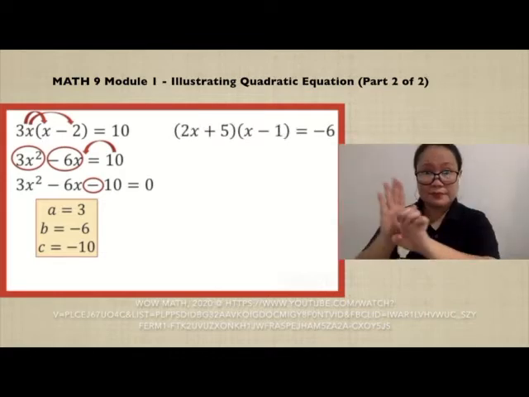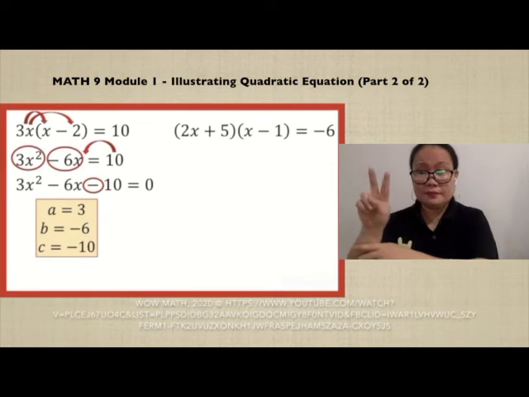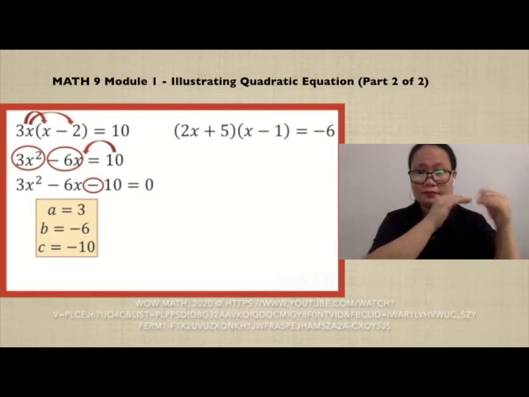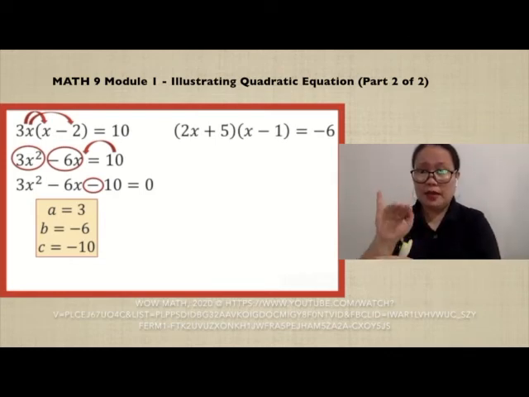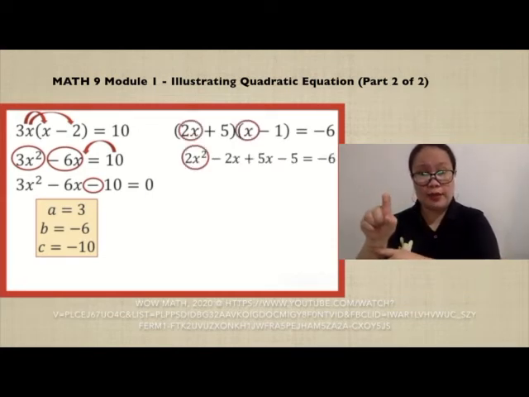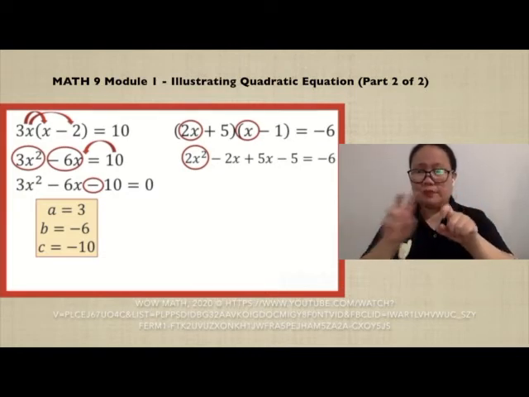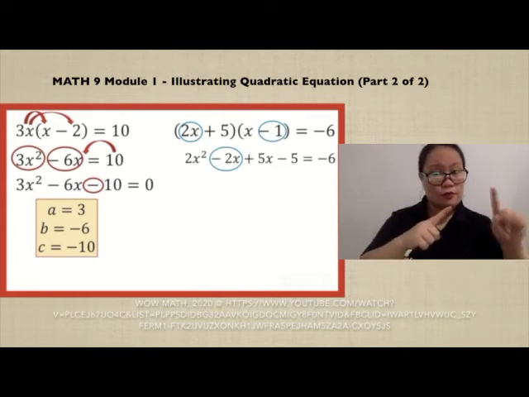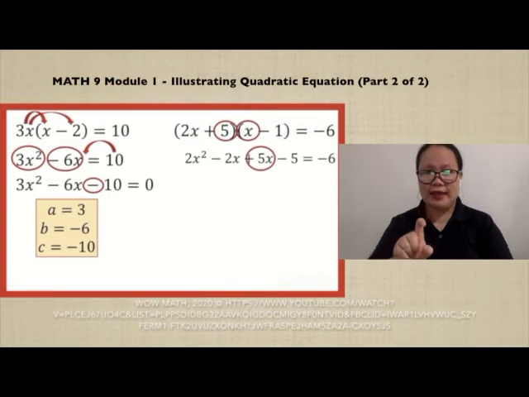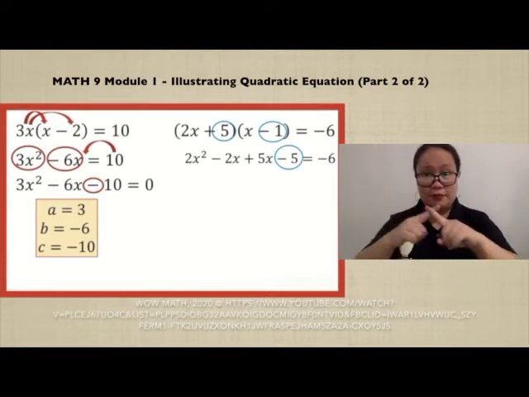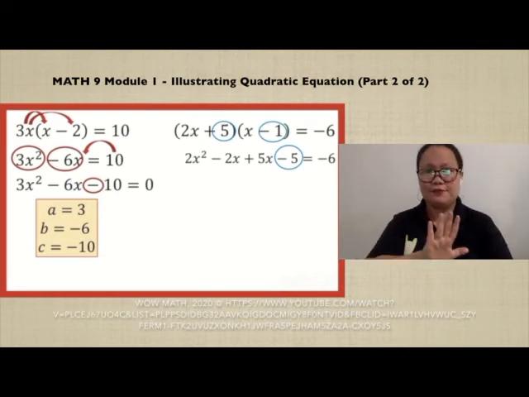Next, I have here the quantity of 2x plus 5 and x minus 1. So, meron tayong dalawang binomial. So, paano natin siya isosolve? So, first, multiply 2x and x. So, that will become 2x squared. Next, multiply 2x and negative 1 or minus 1. That will become negative 2x. And then 5 times x, that is 5x. And then 5 times negative 1, that will become negative 5, equals 6.